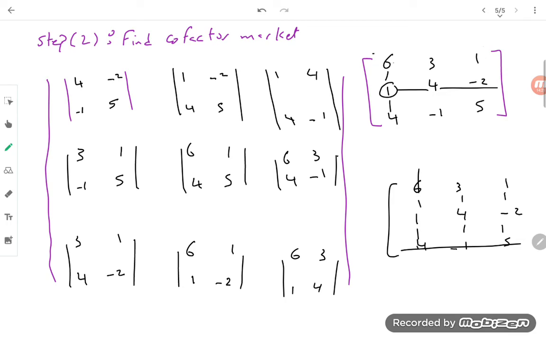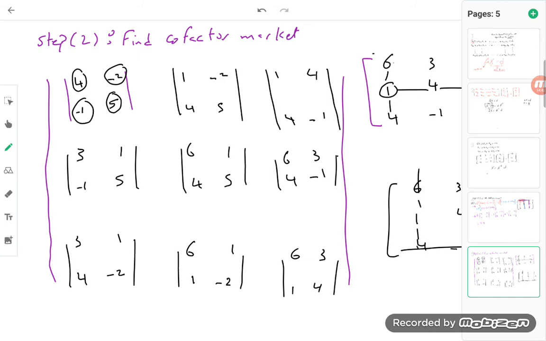Now, just like the calculation of the determinant, we are going to multiply 4 multiplied by 5 minus negative 2 multiplied by negative 1, for each one of them. So the cofactor matrix will be 18, 13, negative 17, 16, 26, 18, negative 10, negative 13, and 21.